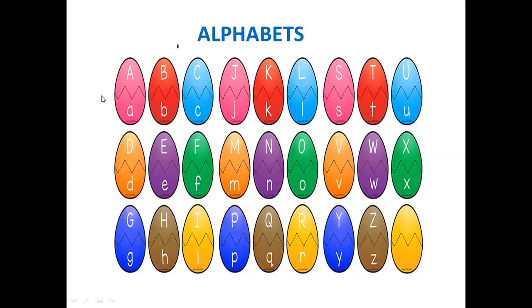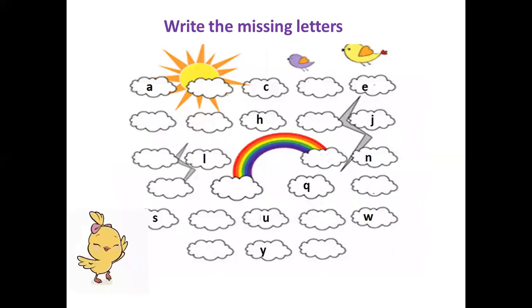So let's start our today's lecture. Write the missing letter. We have done write the missing letter of uppercase letters in the previous lecture, and now we are going to fill the missing letter of lowercase alphabet. So what is this? It is lowercase a.